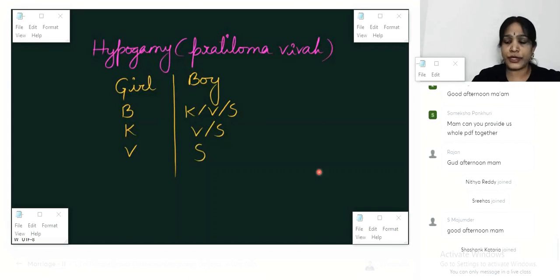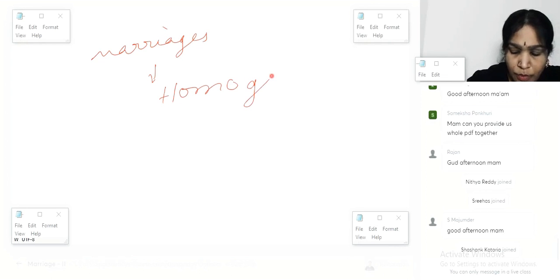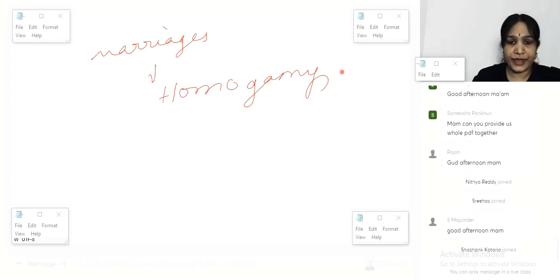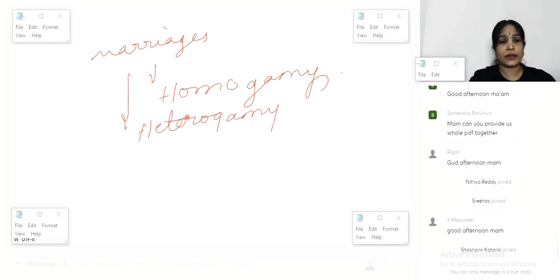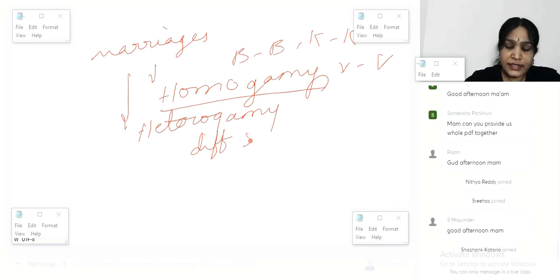Now one more point. Look here. Basically, we can classify marriages into homogamy and heterogamy. Write down this brief classification, please. Homogamy means marrying in the same status. For example, Brahmin, Brahmin, Kshatriya, Kshatriya, Vaishya, Vaishya. Heterogamy means different status.